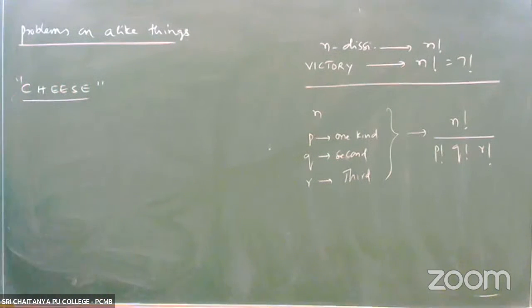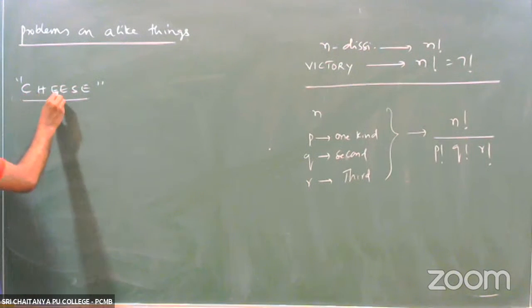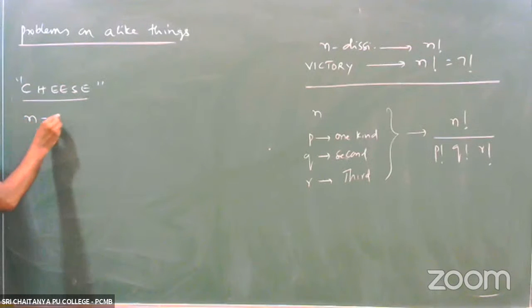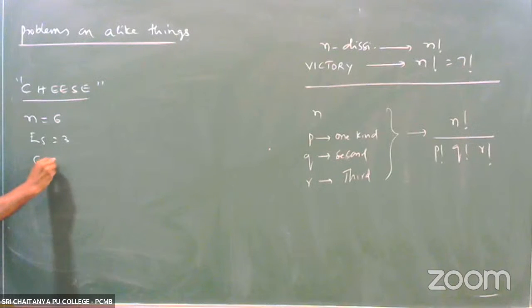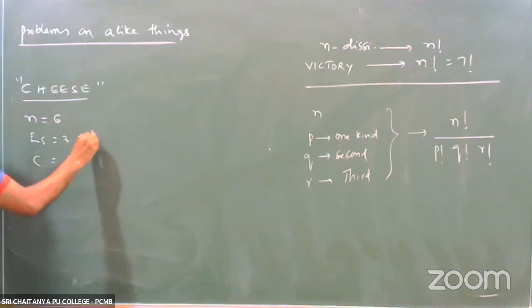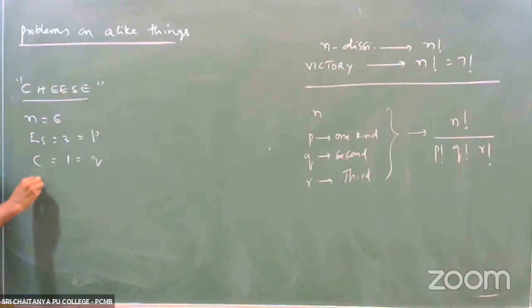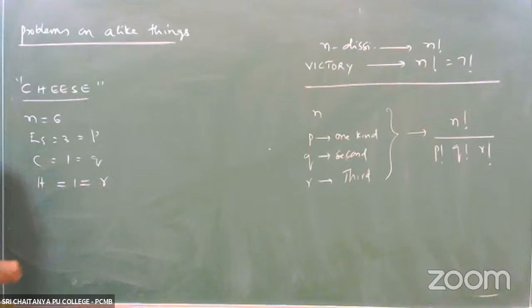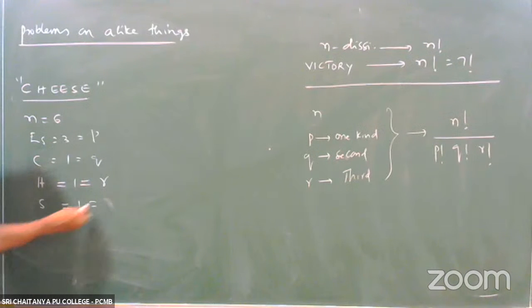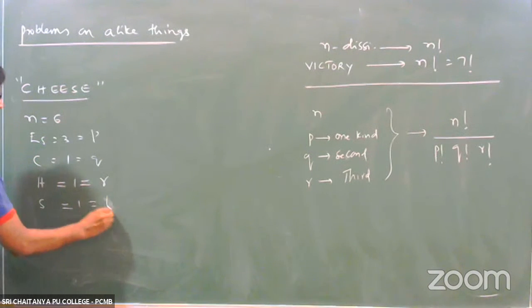Similarly, in how many ways can the letters of the word cheese be arranged? See here, there are 1, 2, 3, 4, 5, 6. So n value is equal to 6. Number of E's is equal to 3. Number of C is equal to 1. Let me consider it as P, it as Q. Number of H is equal to 1. Let me consider this one as R. And number of S is equal to 1, which is equal to capital S or small s, whatever it may be, or T.